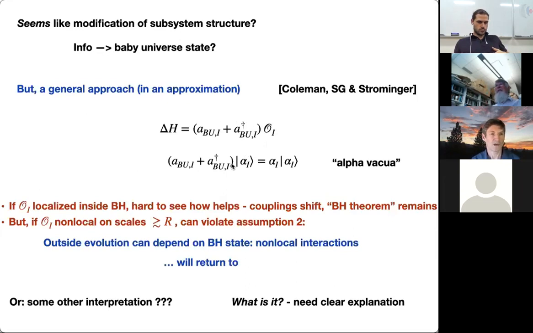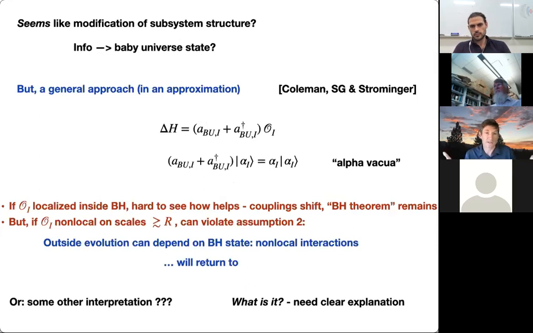And then the observation was that you can always diagonalize this operator A plus A dagger in what's called an alpha vacuum. And then once you've done that, you have a situation where, if you're in a definite alpha vacuum, a Hamiltonian with a correction that just involves the operator acting on our state times something that plays the role of a coupling constant. So if these operators are localized inside the black hole, it's hard to see how that helps avoid the conclusions of the black hole theorem.